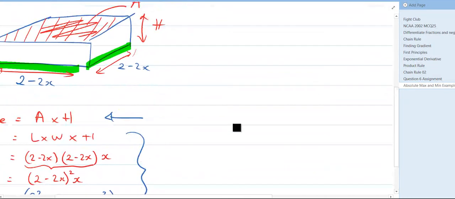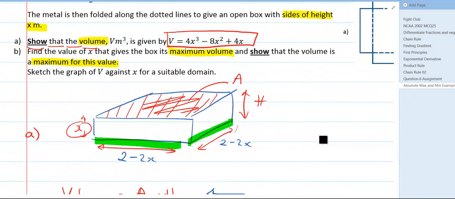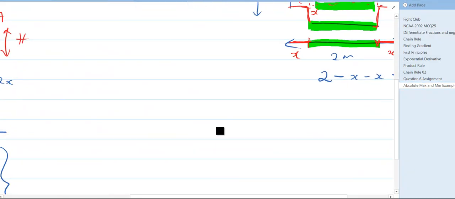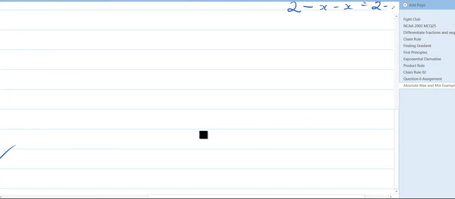Okay. Next question. Let's go to B. B is probably the hardest one to do here, because a lot of the time students don't understand what the maximum volume is. What are they asking? So it's saying find the values of x such that gives the box its maximum volume and show that this volume is the maximum for this value. Let's start off with the first part. Let's just find the maximum volume. What is the maximum volume? Part B. What is the maximum volume?